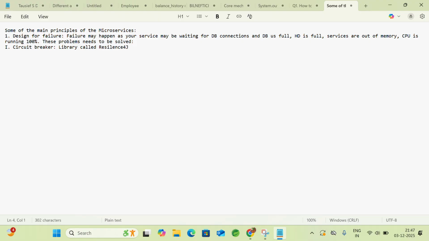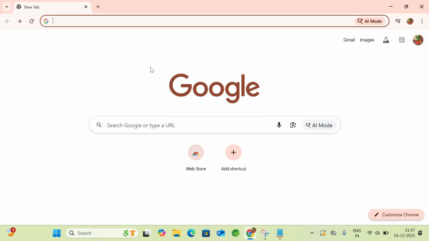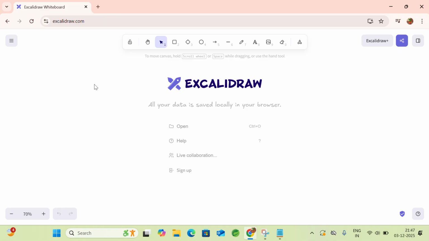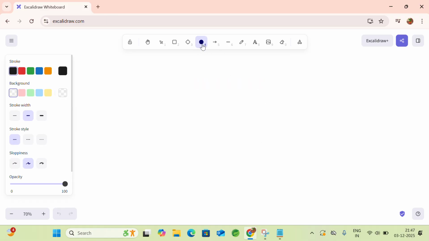And apart from that, we have the timeout handling problem. I'll show you how the same library will be used for this purpose as well. I'll show you how it will work. Let me take an example. Let me open this whiteboard. I'll show you how it works.